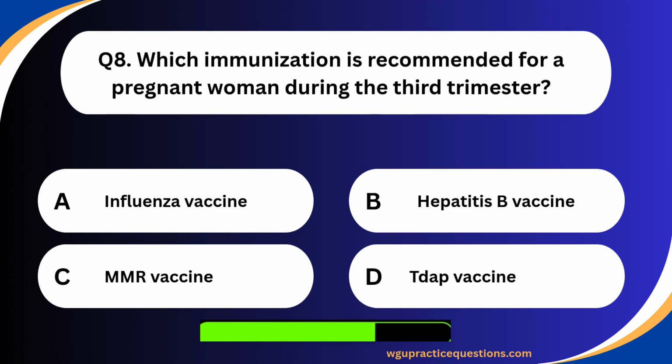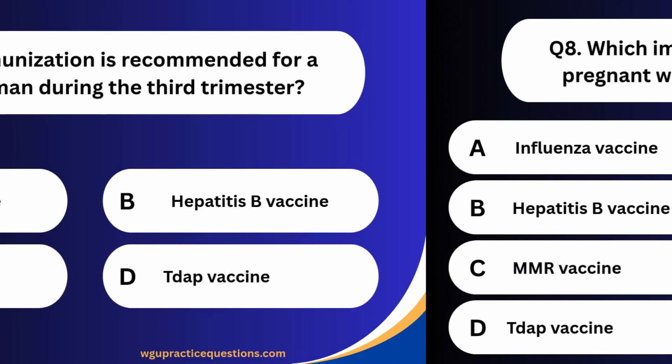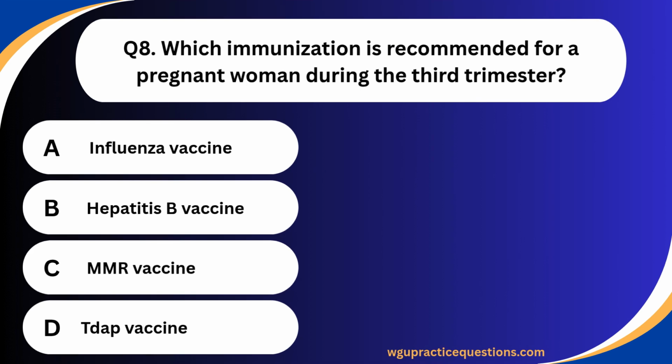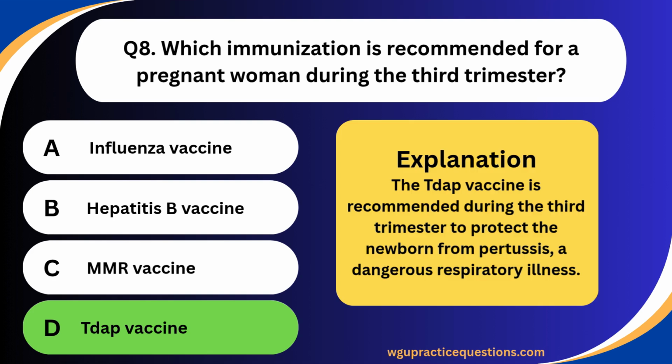The correct answer is D. Tdap vaccine. Explanation. The Tdap vaccine is recommended during the third trimester to protect the newborn from pertussis, a dangerous respiratory illness.